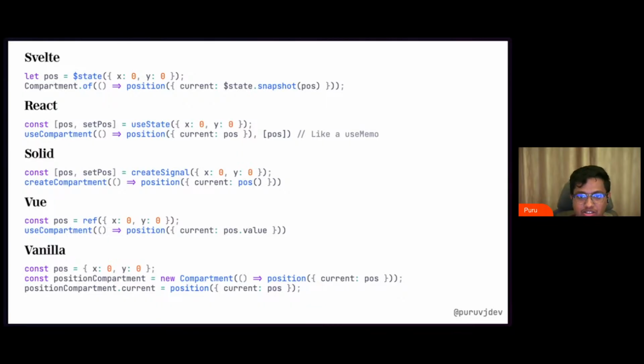Vanilla, of course, doesn't have a state management system, so you can just use a simple object to hold the state. And then you can use the compartment to update the position plugin instance whenever the state changes.